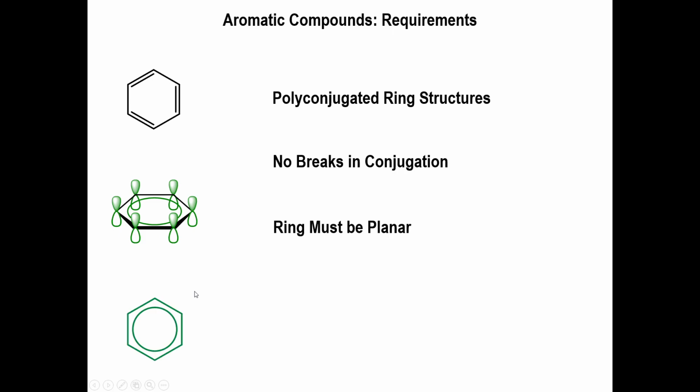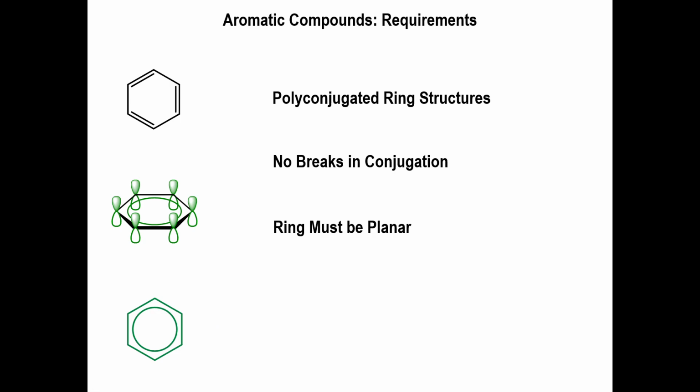The second thing, which is very much true of benzene, is that because the carbons are sp2 hybridized, you basically have a trigonal planar shape for every single one of those carbons. And what that means for the entire molecule is that the molecule is literally flat. It's planar.